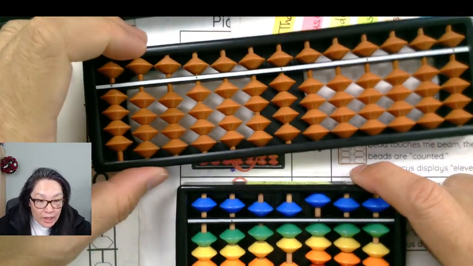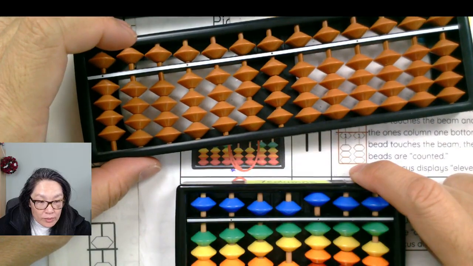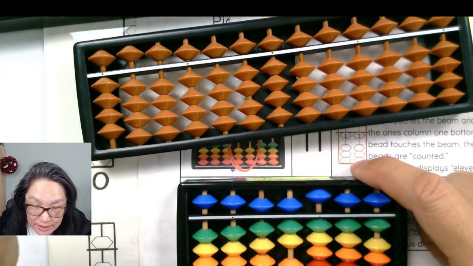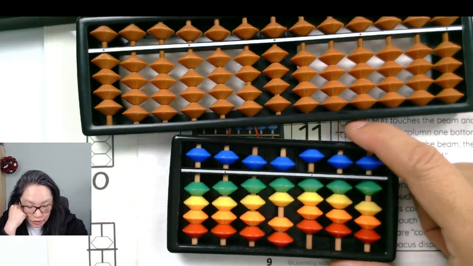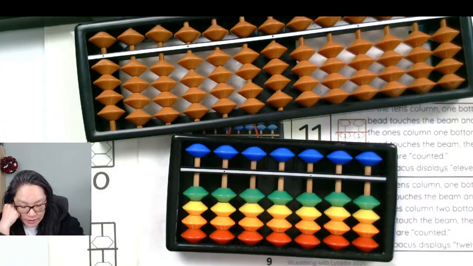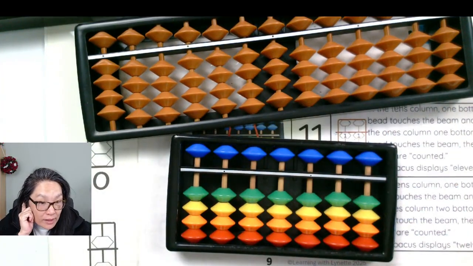Thank you, Anna. How did you come up with the abacus? I didn't come up with the abacus. This is a very old, ancient tool that we learn, and it is being utilized everywhere around the world except for America.